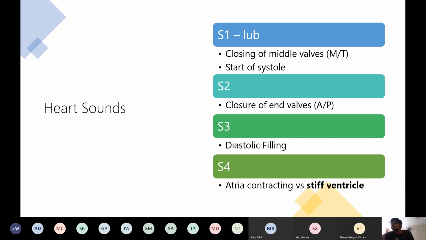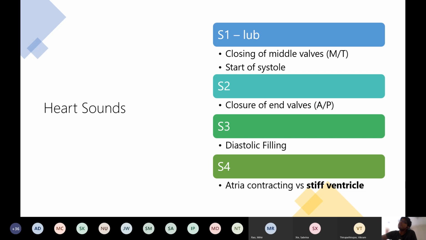Any idea what S4 does? S4 is always pathological. S4 is a much more important sign than S3. Yeah, so atrial gallop, blood hitting against a non-compliant ventricle. These are all causes of an S4, but the big thing is S4 is often the atria contracting against a stiff ventricle. So that's what the sound is in terms of S4.